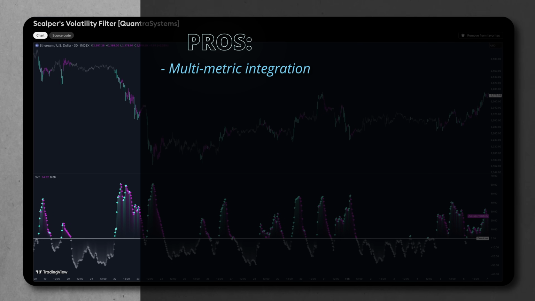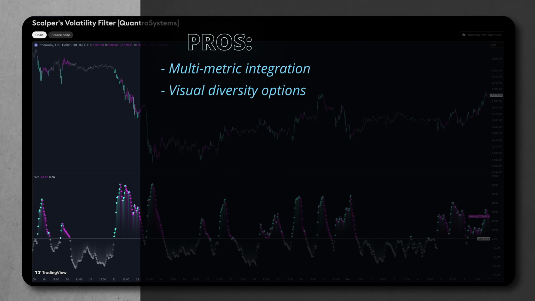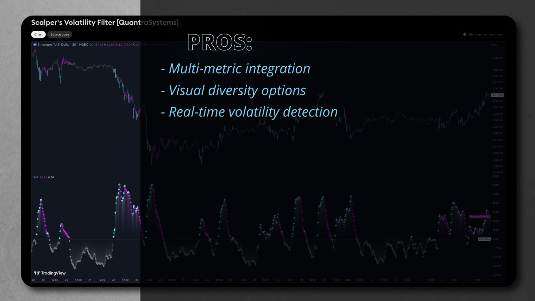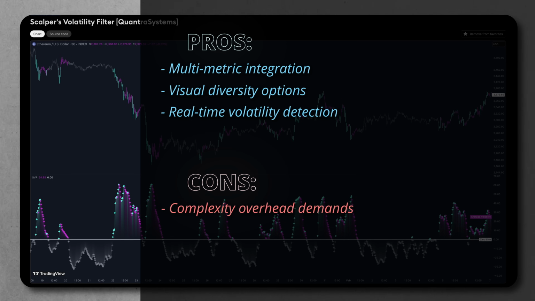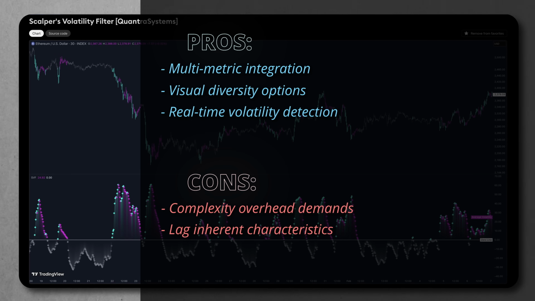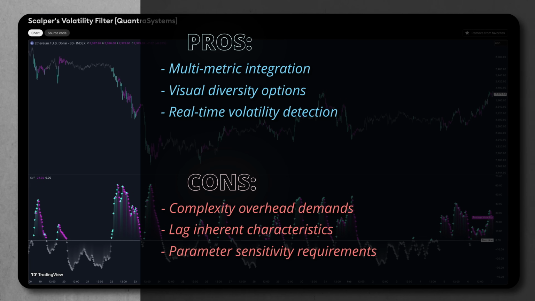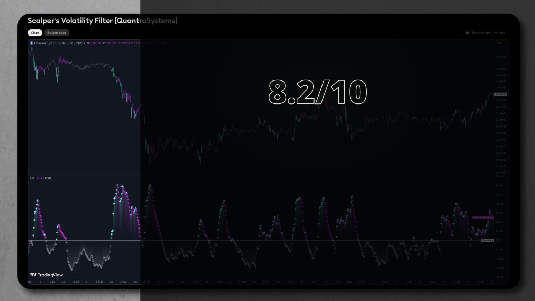Pros: multi-metric integration, visual diversity options, real-time volatility detection. Cons: complexity overhead demands, lag inherent characteristics, parameter sensitivity requirements. Ranking: 8.2 out of 10.